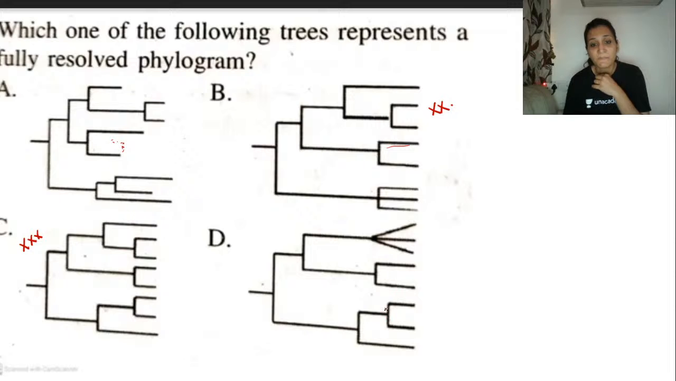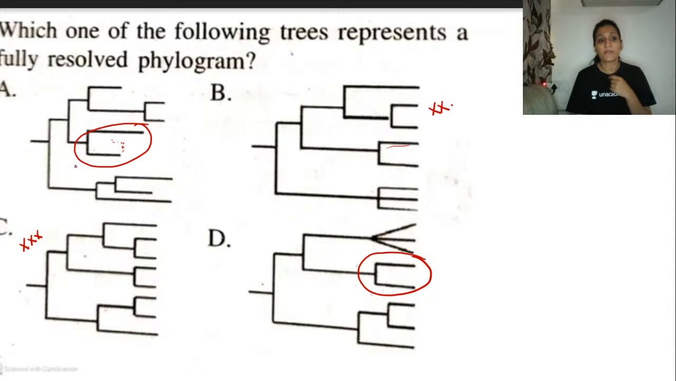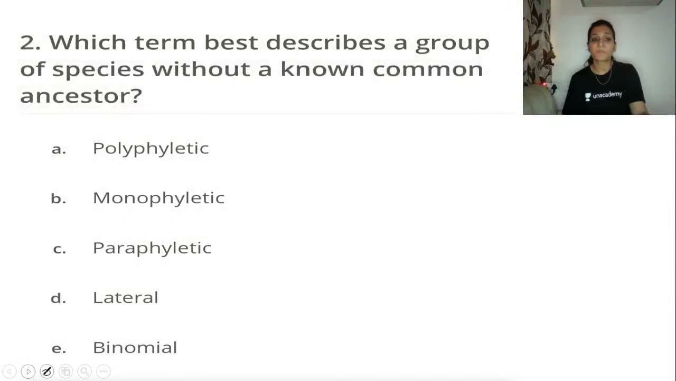So you can see here in D and A, if you are going for just this much part, can you see how much resolved the A is? One line is lengthy and one line is small, and here also there is so much difference in the length. So this is like a fully resolved phylogram as compared to anyone else here in the picture.